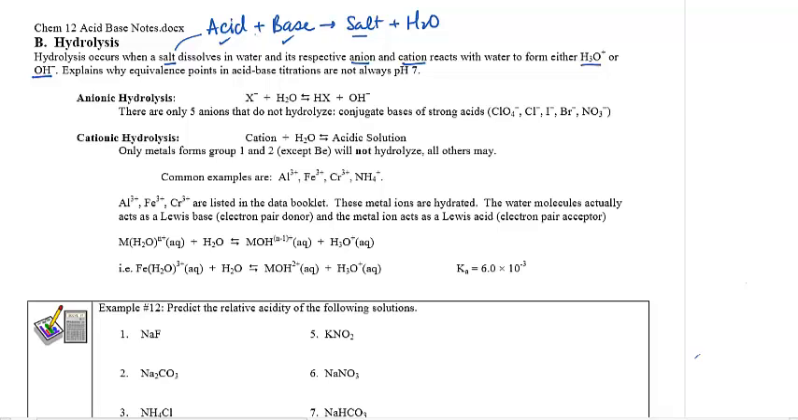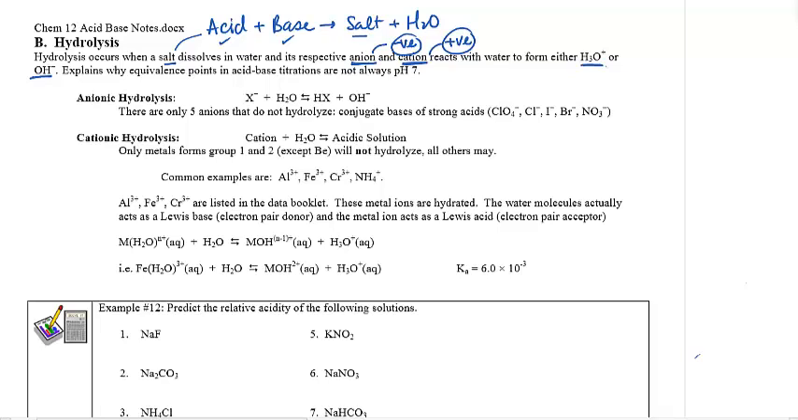The second term that we need to take a look at is that of the anion. The definition of an anion is a negative ion. When we look at a cation, the definition of a cation is a positive ion. And anions will react with the solution to form a hydroxide ion, and cations will react with the solution to form a hydronium ion.